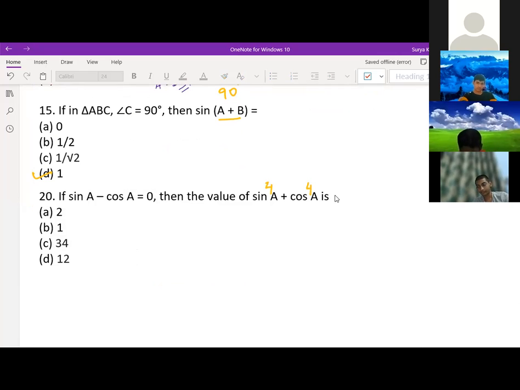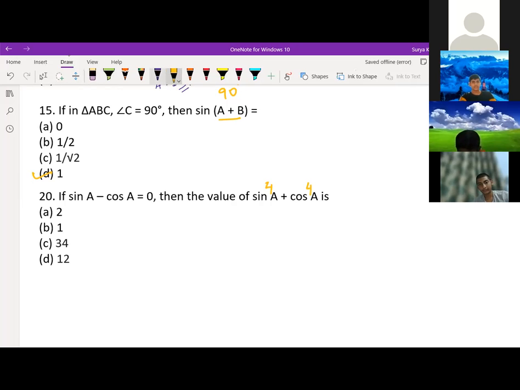Sin A minus cos A is equal to 0. Then sin to the power 4 A plus cos to the power 4 A. I am getting sin 180 plus cos 180. I am getting A as 45 degrees. But sin to the power 4 A is not 4 into A. It is a power 4. All right, sir. So the answer is 2, children, right?